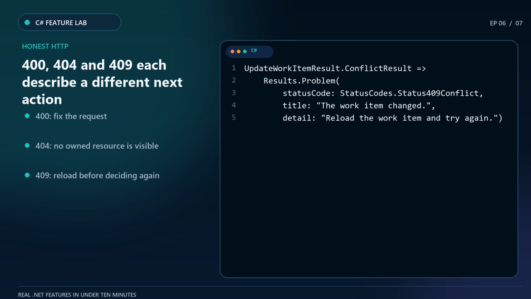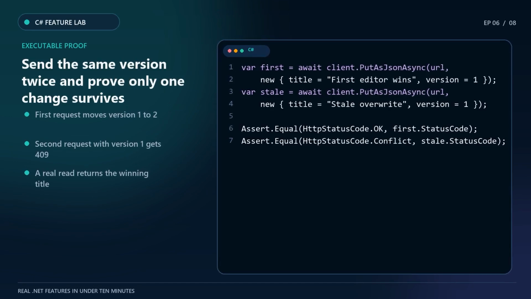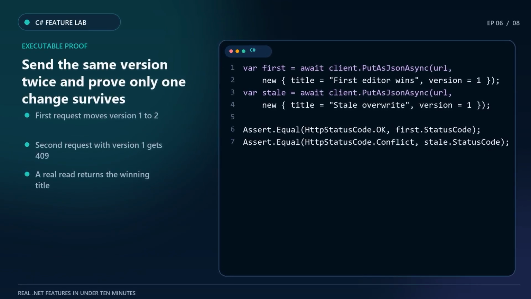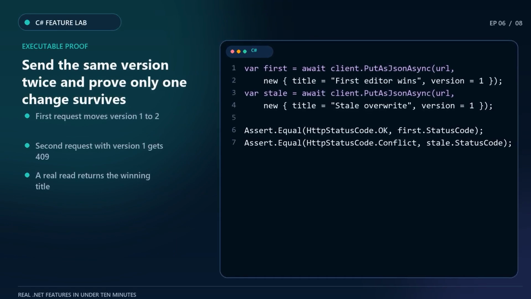silent data loss impossible. The relational integration test creates one authenticated user's work item, captures version 1, and sends 2 updates with that same original version. The first returns OK with version 2. The stale request returns conflict and contains the safe reload instruction. The test then calls the real list endpoint and asserts that the first editor's title and version 2 remain stored. Separate tests prove a successful rename, reject invalid input, and return not found when another authenticated user targets the identifier.